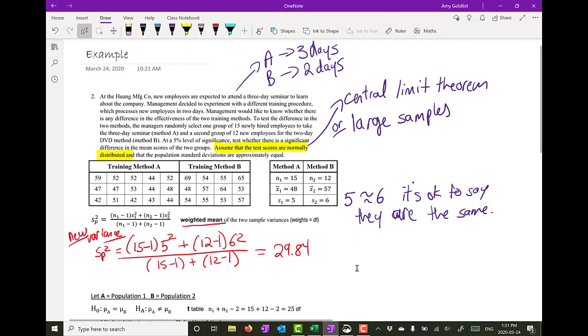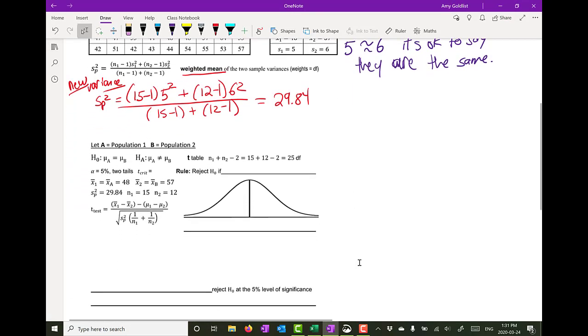Let's go back to this. So now we're going to start our hypothesis. Often, mu1 minus mu2 is hypothesized to be 0. That means there's no difference. We already talked about this one, and that's what we're going to do here.